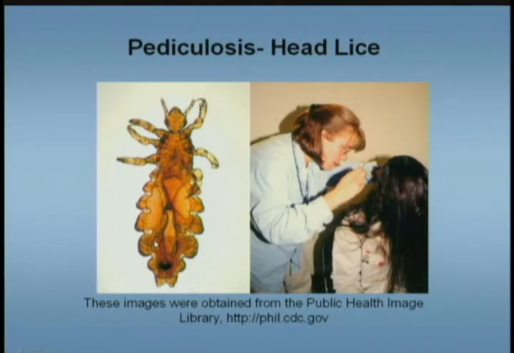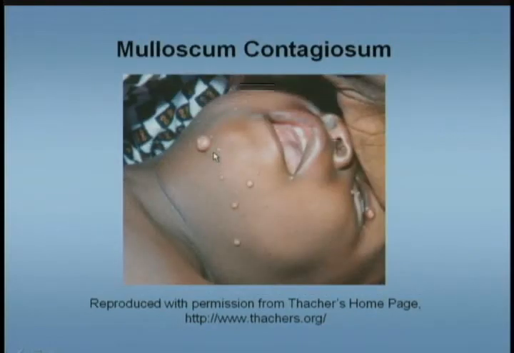Uh-oh, head lice. I don't like that guy. He's ugly. Well, the answer is permethrin. Superficial, near the hair, and permethrin. Now, warts. This is another form of wart. You see the umbilication in the center? There's a little dot in the center.